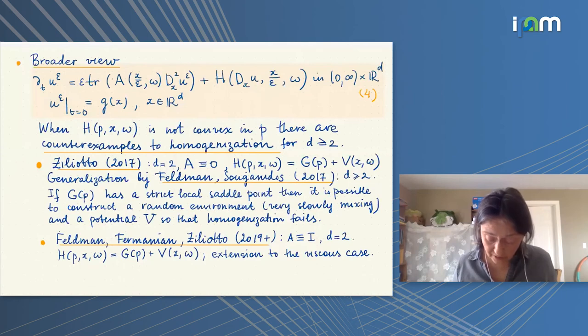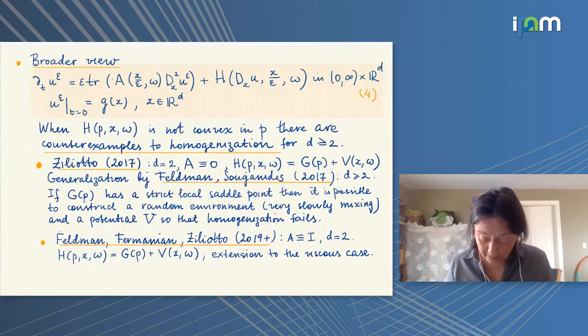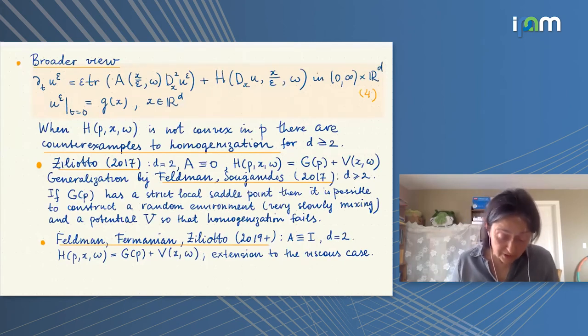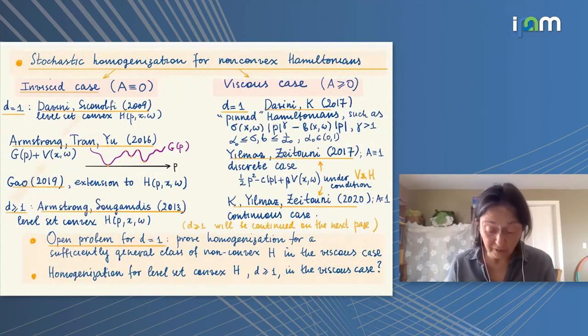In the viscous case, a couple of years later, I saw a paper last May on arXiv, when A is a constant and dimension is 2, this example was extended to the viscous case. So even in the viscous case, it may occur that homogenization fails, and the environment is the same sort of environment which was constructed in the previous example. So if we are dealing with non-convex Hamiltonians, in general, there is no blanket result to expect. Homogenization may fail. But that means that the problem is much more difficult and much more delicate.